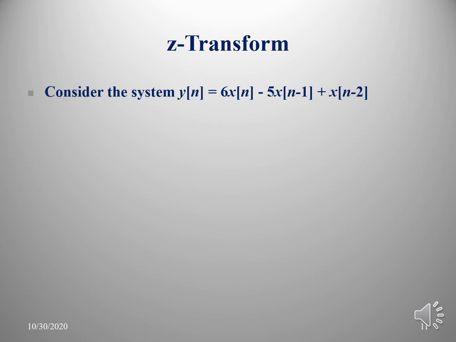Next, let us consider a normal system representing y of n and x of n with some coefficients like y of n is equal to 6 into x of n minus 5 into x of n minus 1 plus x of n minus 2. What could be the Z transform of such an expression? It is given by h of z is equal to 6 minus 5z minus 1 plus z minus 2. Reason being, for x of n, we would be writing it as z power 0, here it is z power minus 1, here it is z power minus 2, and so on.